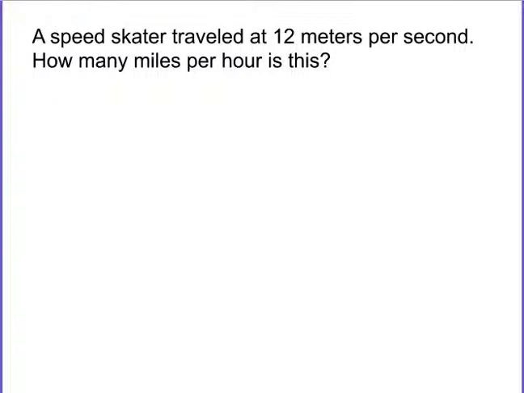So we have a speed skater that is traveling at 12 meters per second. Always start with the information that's given, 12 meters in 1 second. And I want to end up with miles per hour. So at the very end, I want to have miles over hours. So I need to do some conversions to get there. Let's work with time first. Time seems to be the one that we're getting the best at, I think.